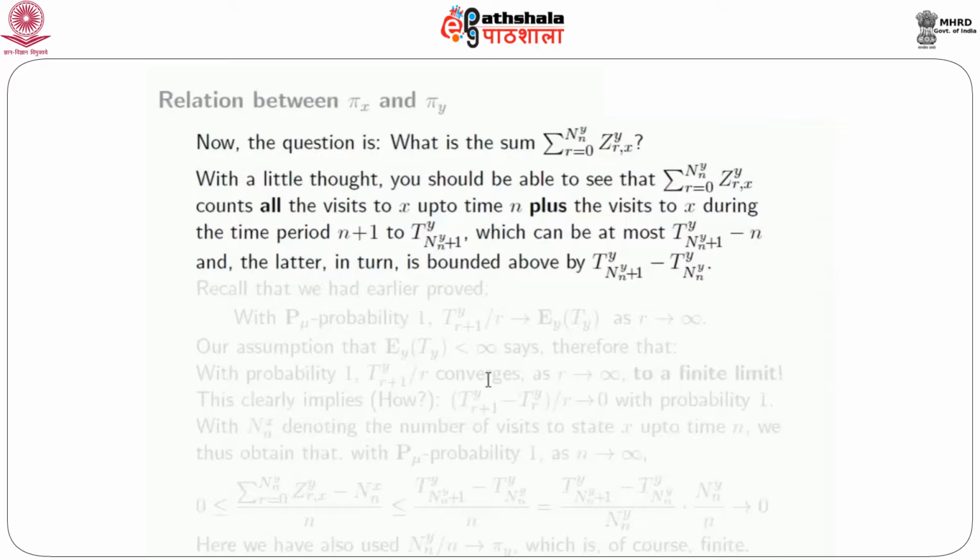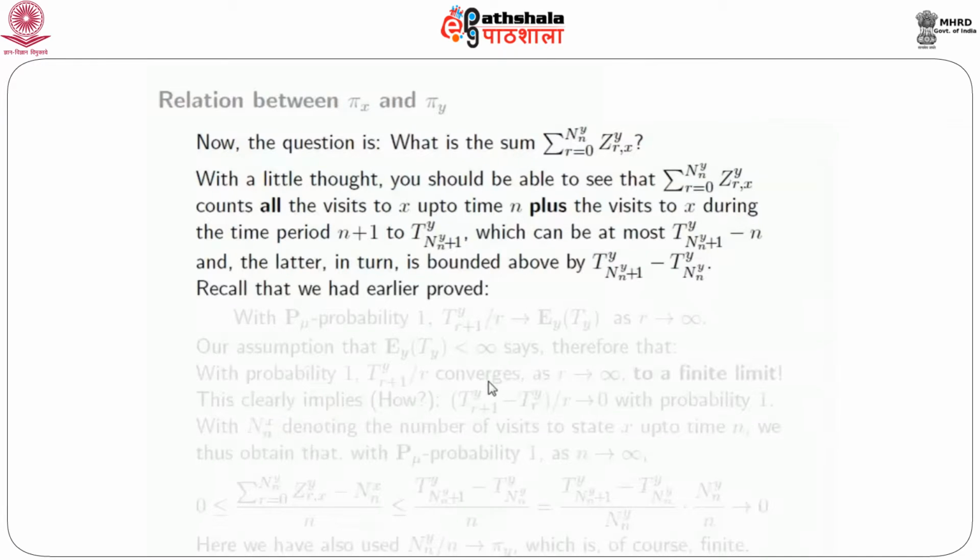Of course, this additional part, the number of visits to x during the time period n plus 1 to T Ny n plus 1, can be at most the duration of this time interval, which is T Ny n plus 1 minus n, and that in turn is bounded by T Ny n plus 1 minus T Ny n.